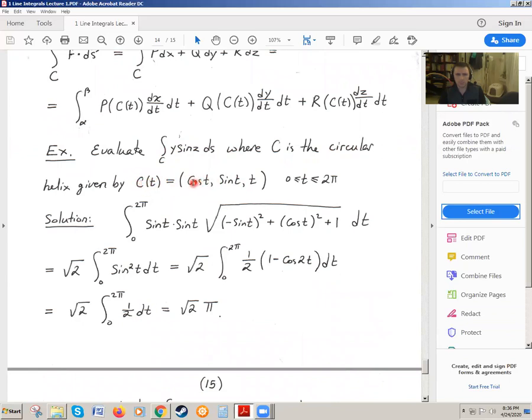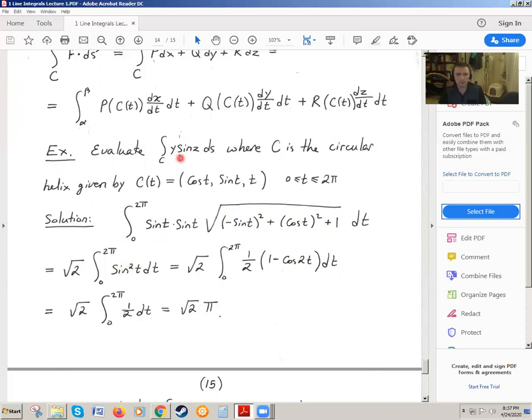So I take the derivative. The derivative of cosine is minus sine, I square it. The derivative of sine is cosine, I square it. The derivative of t is 1. So I take the square root of this squared plus this squared plus 1. You can clearly see that sine squared plus cosine squared is 1. So we have the square root of 2, which I can factor outside the integral sign.